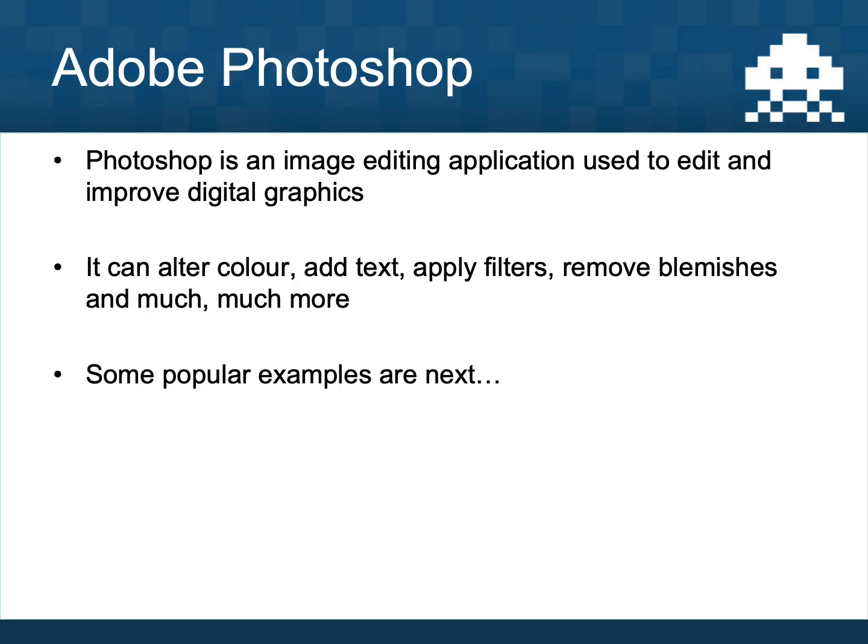So you hopefully found from your research as part of the Do Now task that Photoshop is an image editing application used to edit and improve digital graphics. It can do things like alter the colour, add text, apply filters, remove blemishes, and much, much more. Over the next couple of slides, we're just going to look at a couple of examples of what we mean by a digital graphic that's been heavily edited.